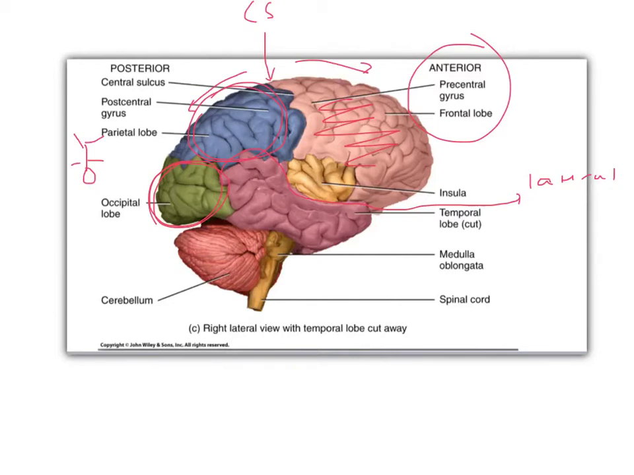The temporal lobe, which is the last one right here, this is going to be your temporal lobe. Your temporal lobe is going to be where you have your auditory processing center, and also a major component of this area is going to be language processing.